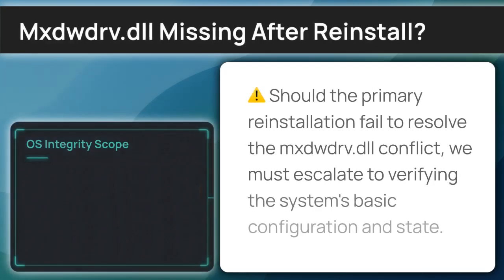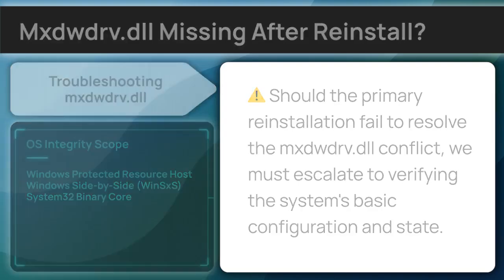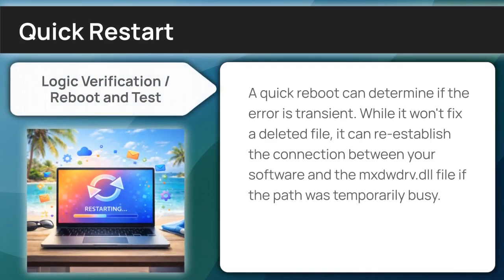In the event the error remains visible, it indicates we need to verify the environment's ability to register new shared resources. A quick reboot can determine if the error is transient. While it won't fix a deleted file, it can re-establish the connection between your software and the Mxdwdrv driver file if the path was temporarily busy.